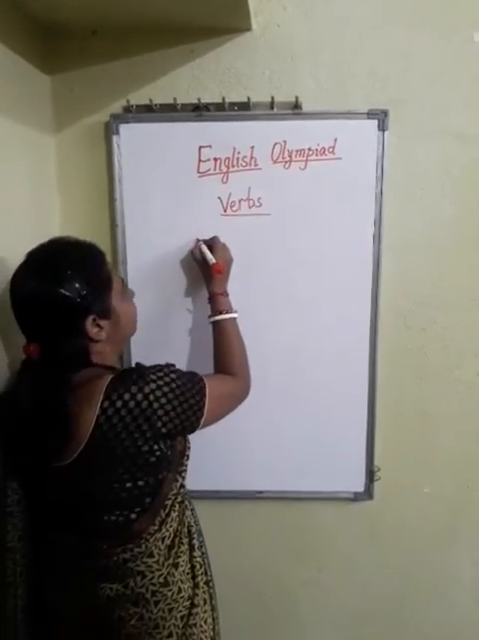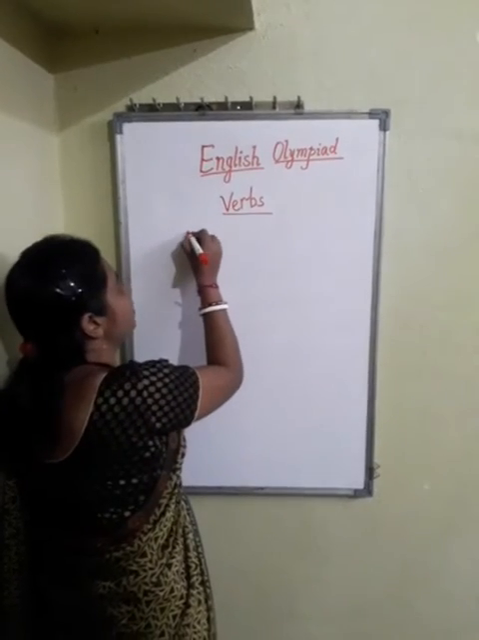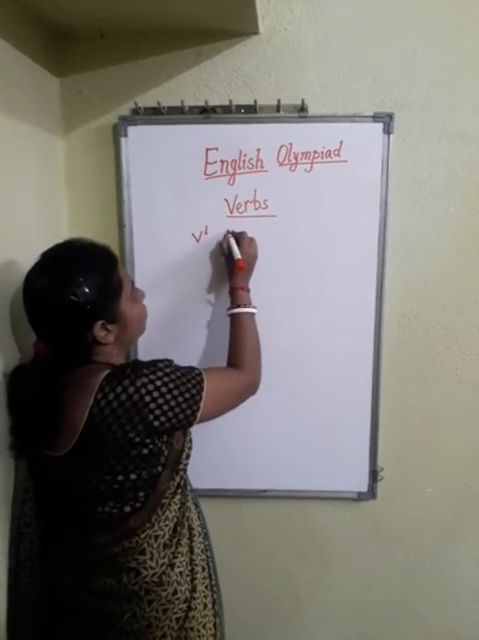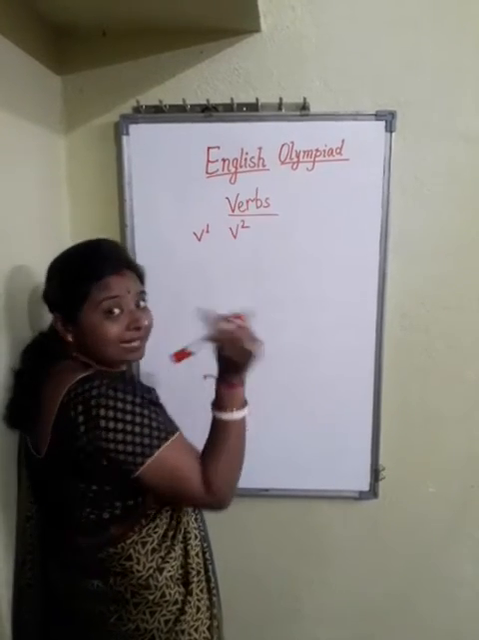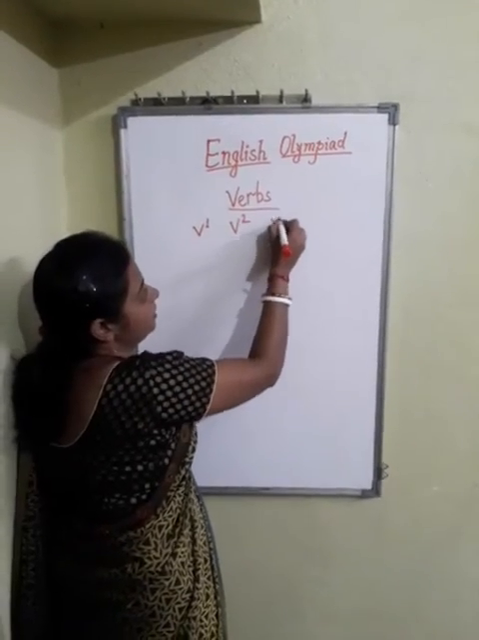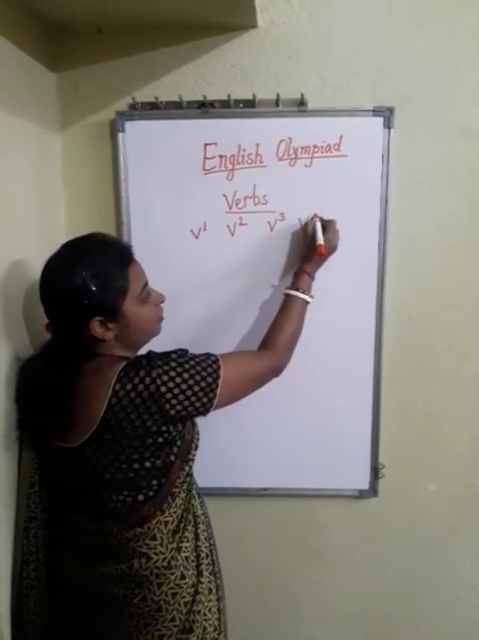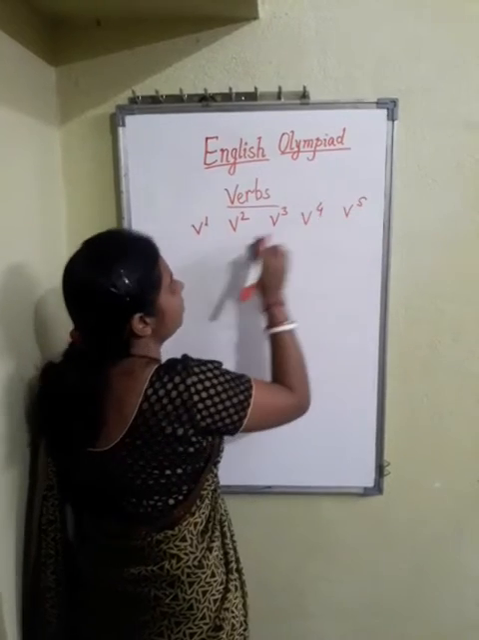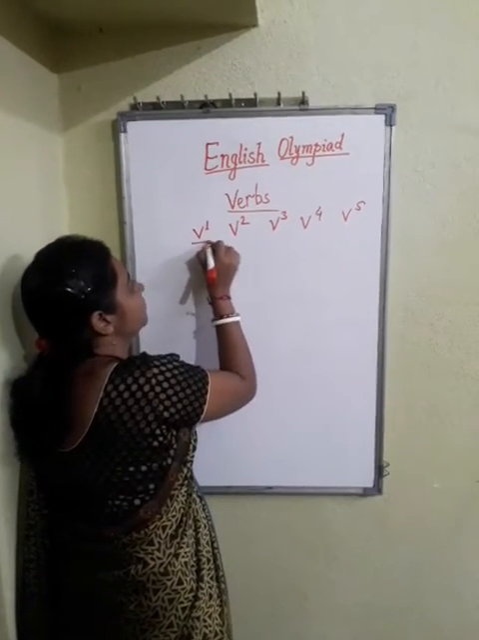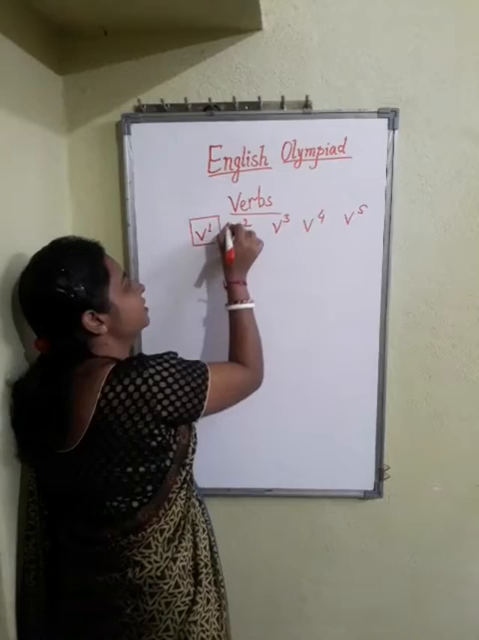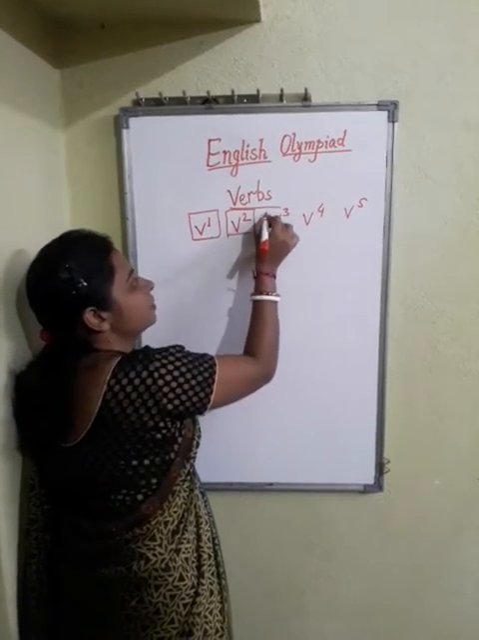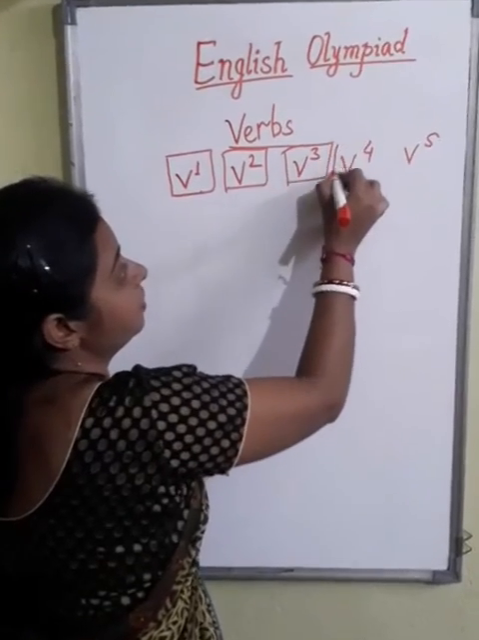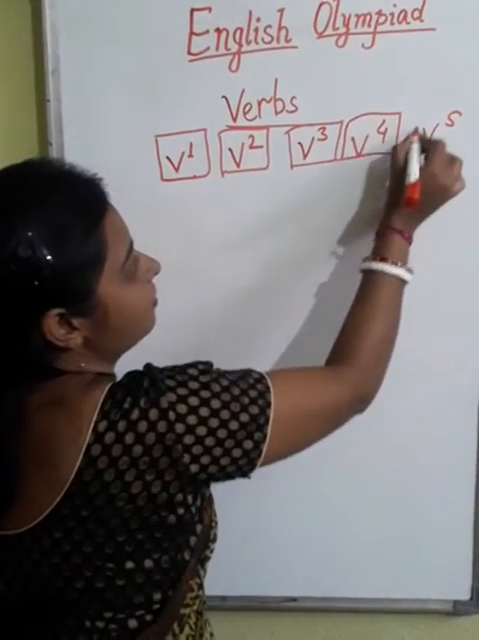See, understand one thing. V1 means first form of the verb. V2 is the second form of the verb. V3 is the third form. V4 is the fourth form and V5 is the fifth form of verb. What is this V here? This V means verb. Verb 1, verb 2, verb 3, verb 4 and verb 5.